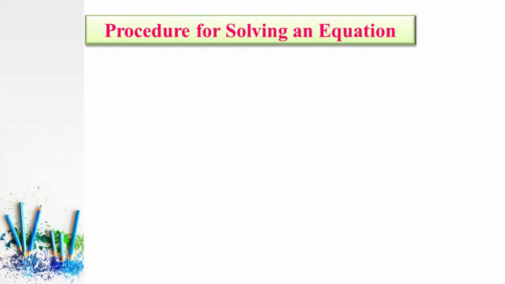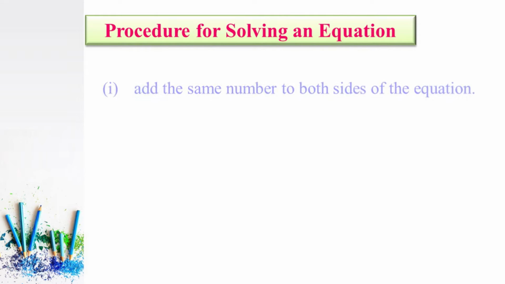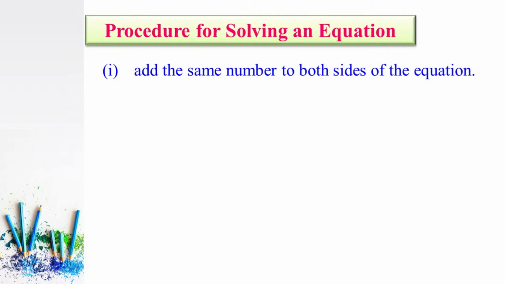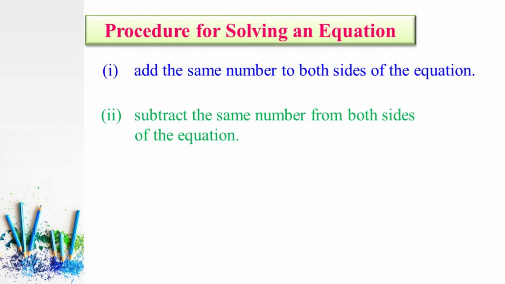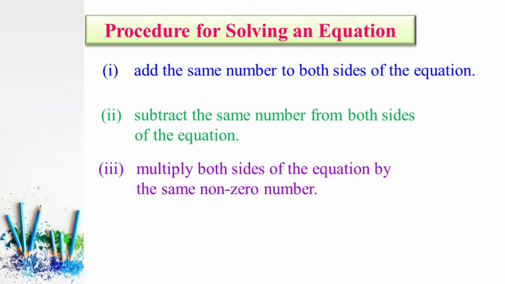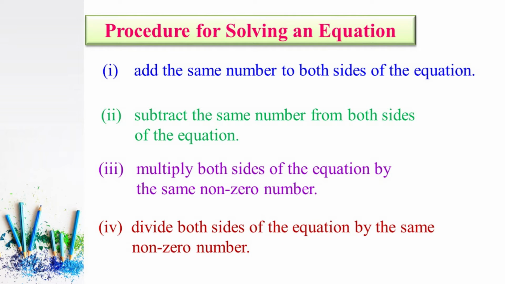Dear children, how to solve the given equation? Let us see the procedure for solving an equation. Solving an equation means to find the value of the unknown. Unknown means variable. For this, we can add the same number to both sides of the equation. Next one, subtract the same number from both sides of the equation. Next one, multiply both sides of the equation by the same non-zero number. And last one, divide both sides of the equation by the same non-zero number.